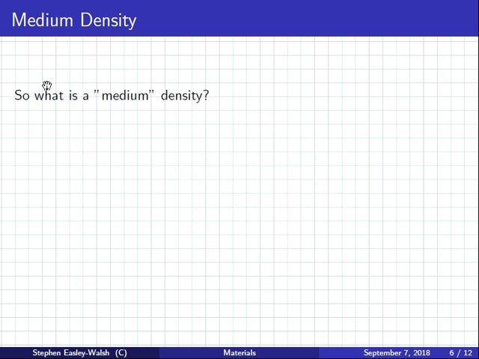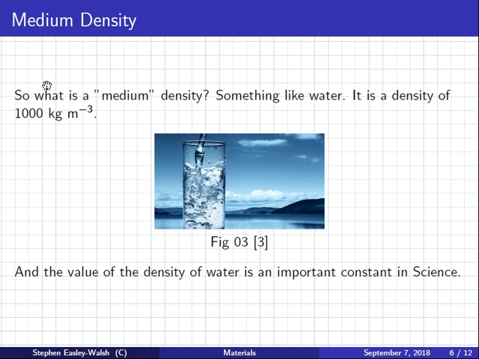So what would be a medium density? Medium is kind of something like water. It has a density of 1,000 kilograms per meter cubed. Now you should all know that. That's a number you should know, and if you didn't know it, I think it's good to write it down. The value of the density of water is so important in science.